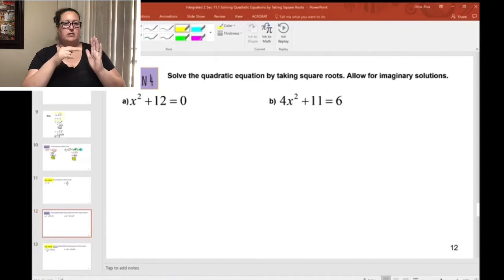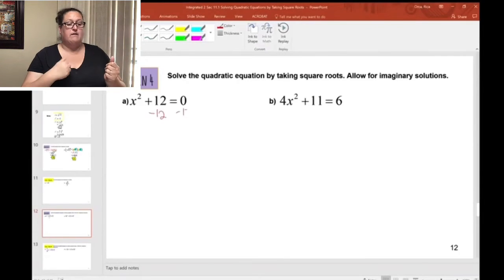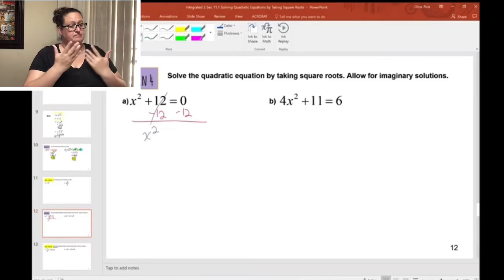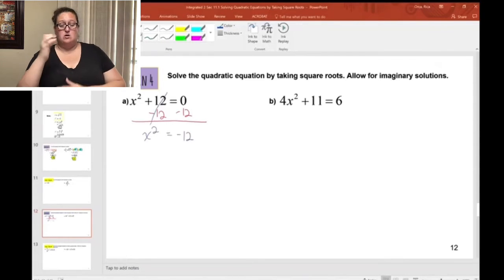Solve the quadratic equation by taking square roots. Allow for imaginary solutions. In problem A, we have x squared plus 12 equals 0. To solve this, I need to subtract 12 from both sides. That's going to give me x squared, and 12 minus 12 is 0, and 0 minus 12 is -12. Now we need to get rid of the square by taking the square root of both sides.